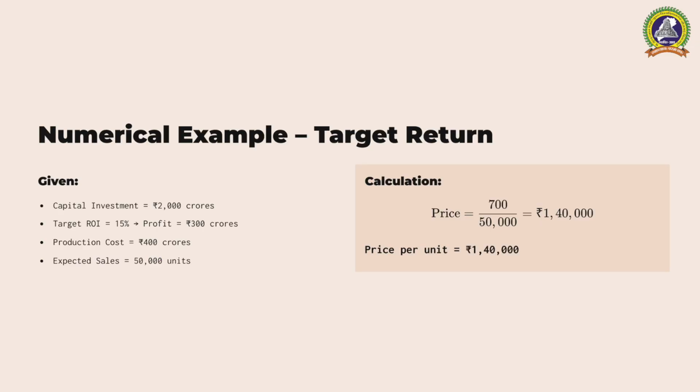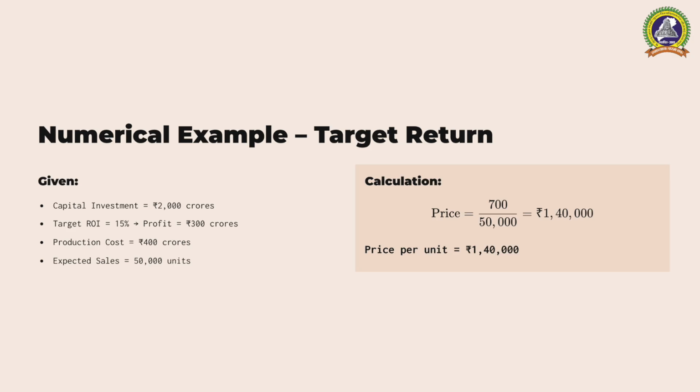Let us contextualize this with a hypothetical example of an automobile manufacturer, say Tata Motors, launching a new electric vehicle plant. Suppose the capital investment is rupees 2000 crores. The company demands a 15% ROI. First, we calculate the desired profit. 15% of 2000 crore is rupees 300 crore. This is the profit they must make.